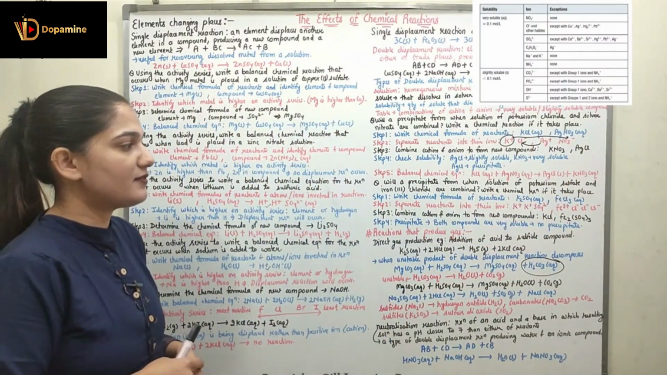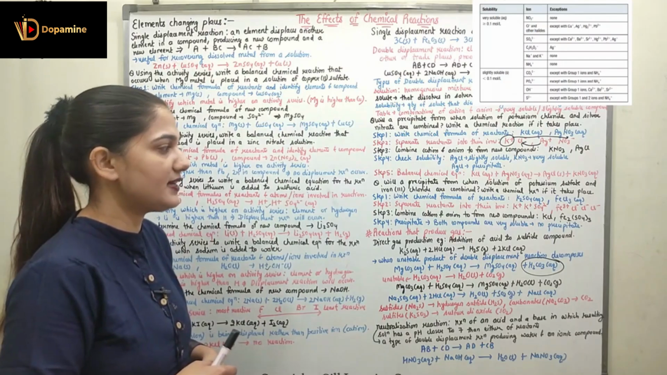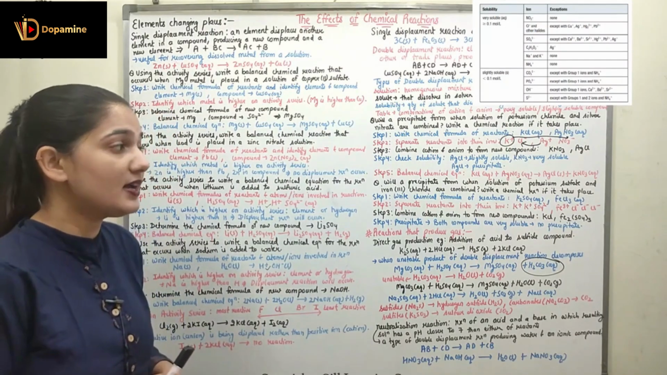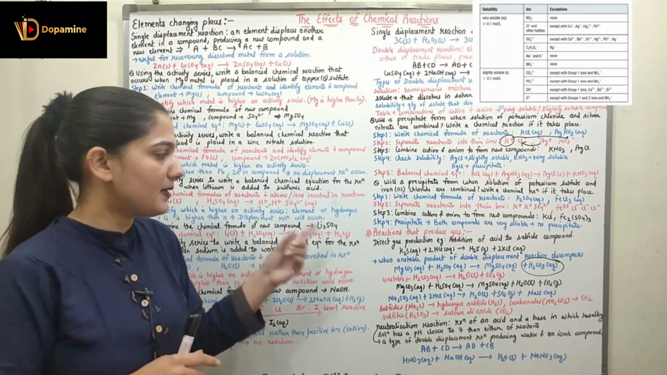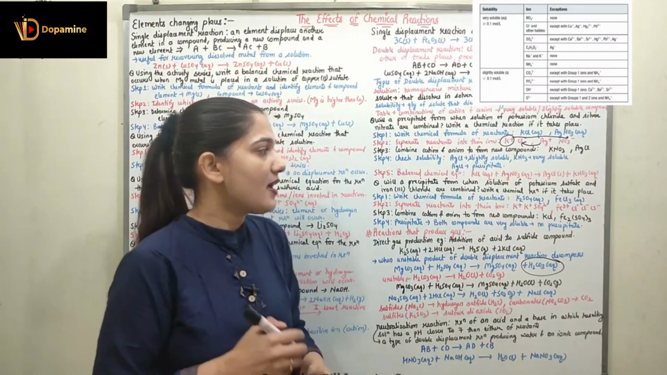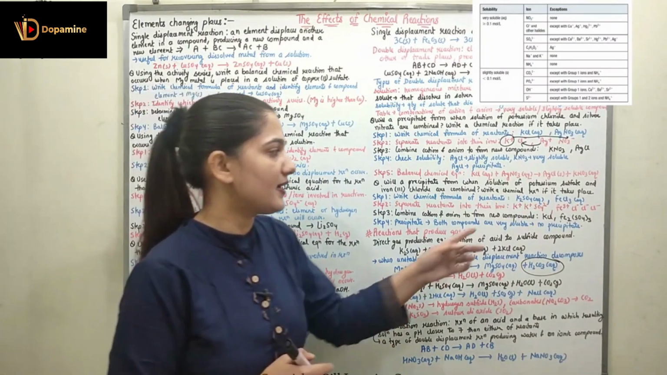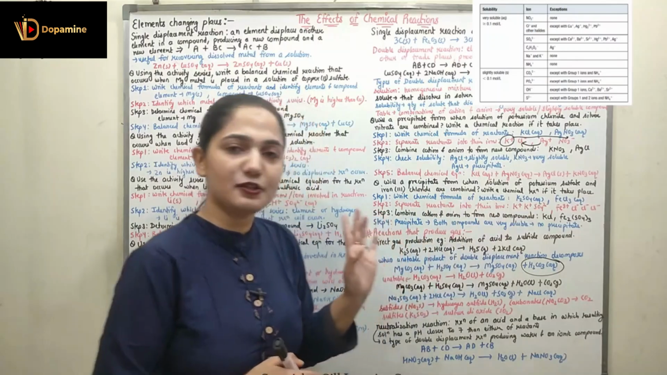Coming to the next question, which states, will a precipitate form when the solutions of potassium sulfate and iron 3 chloride are combined? Write a chemical reaction if it takes place. Again, we have to repeat these steps. In step 1, we are going to write the chemical formula of the reactants. Reactants are potassium sulfate, K2SO4 aqueous, and iron 3 chloride, which is FeCl3.